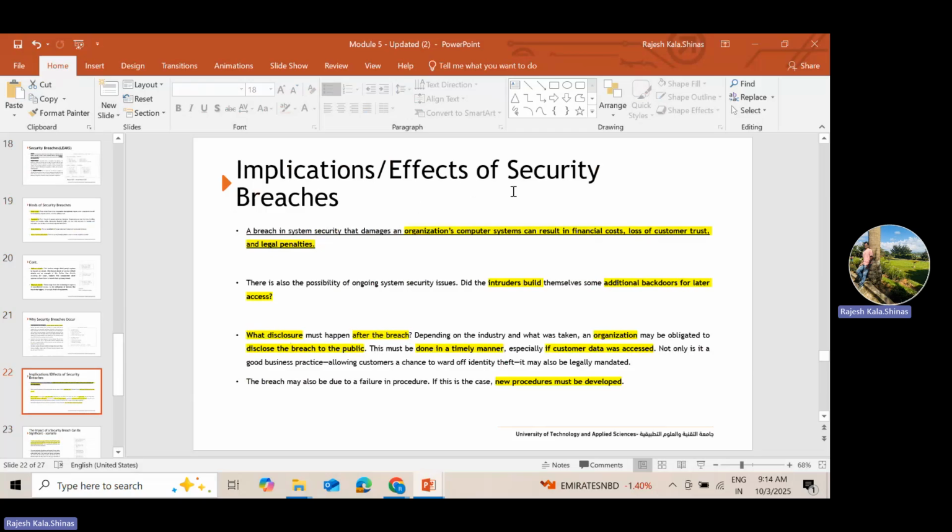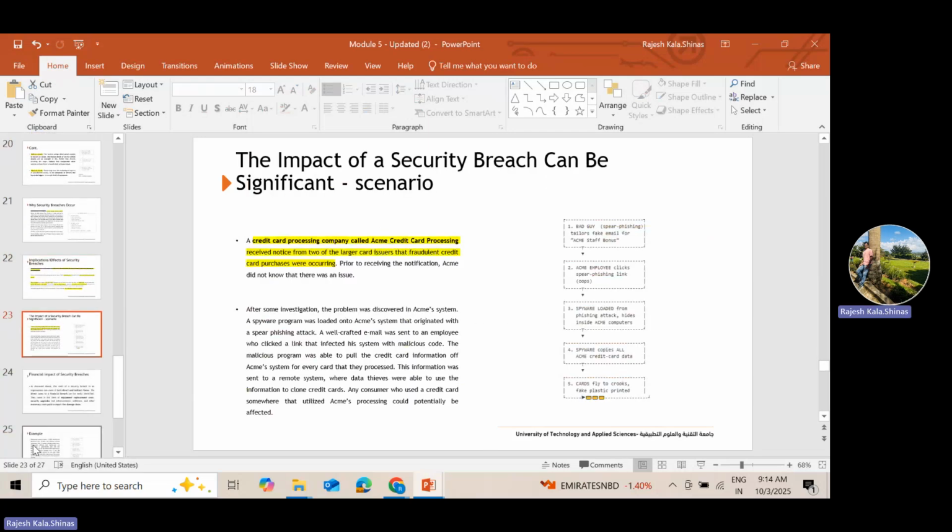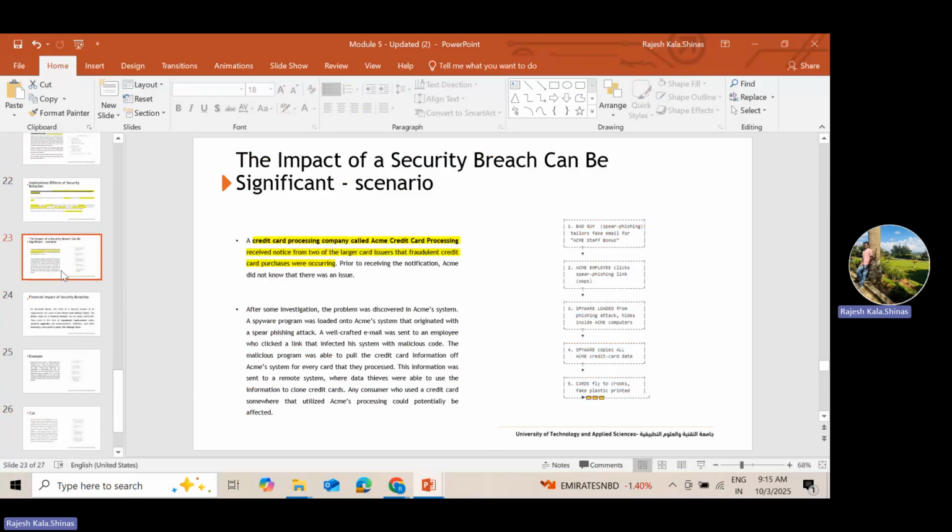So the effects of security breaches: money will be lost, customer trust will be lost, and you have to pay huge money as a penalty. Then, the impact of a security breach in some scenarios. What happens if a security breach occurs in a credit card company? Here there is a story.